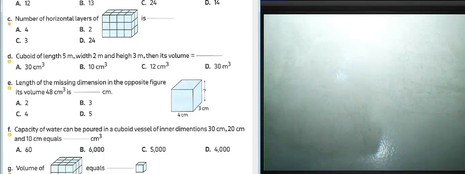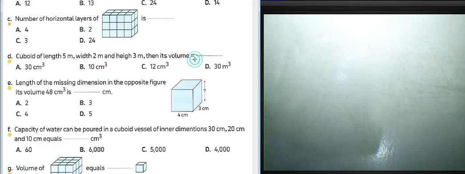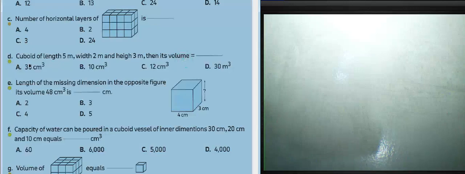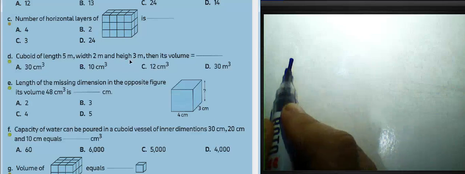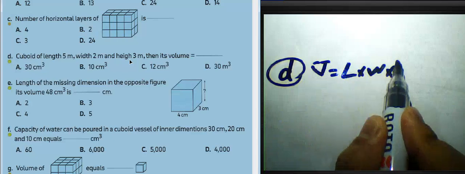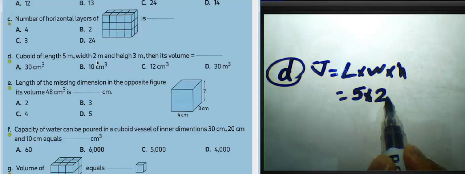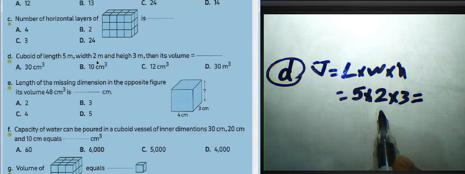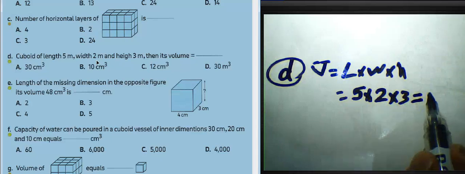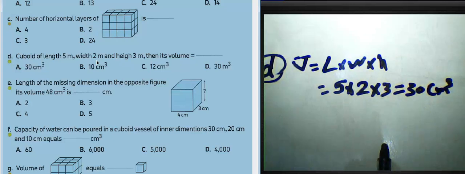A cuboid has a length of 5 meters, width 2 meters and height 3 meters. Then its volume equals space. He asked for the volume. We know the volume of a cuboid is length multiplied by width multiplied by height. 5 multiplied by 2 multiplied by 3 equals what? 5 times 2 equals 10. 10 times 3 equals 30 cubic meters. The volume of the cuboid.